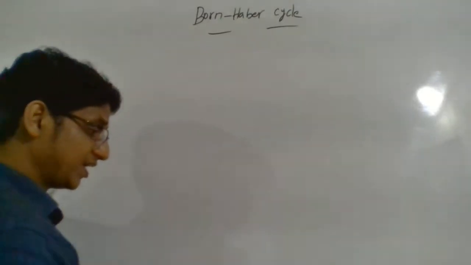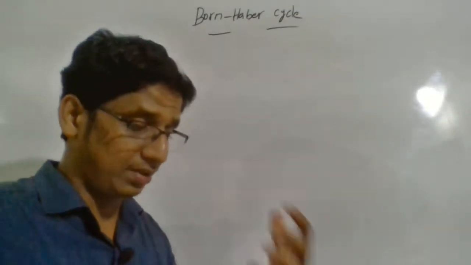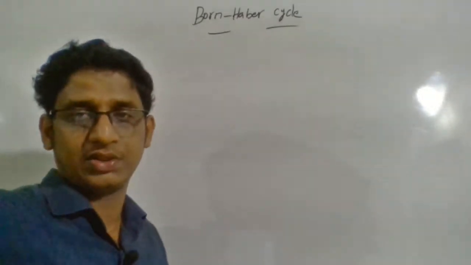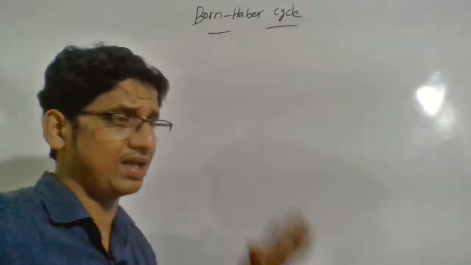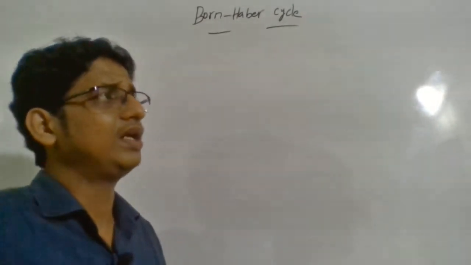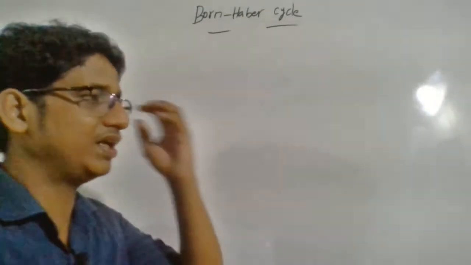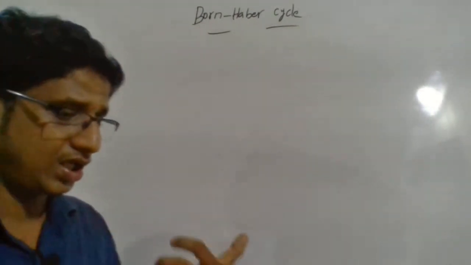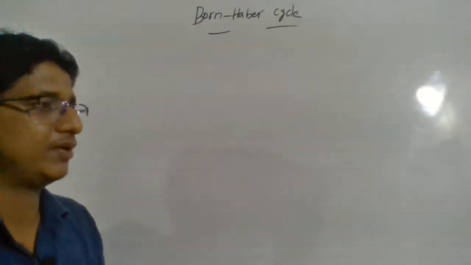So let us discuss what the Born-Haber cycle is. The Born-Haber cycle is generally used to determine the lattice enthalpy of an ionic compound. That's the first point you can remember. Because it's not easy to determine a lattice enthalpy. We already saw the Born-Landé equation is one of the ways, but still the Born-Haber cycle was initially a really valuable contribution to understanding the lattice enthalpy of an ionic compound.